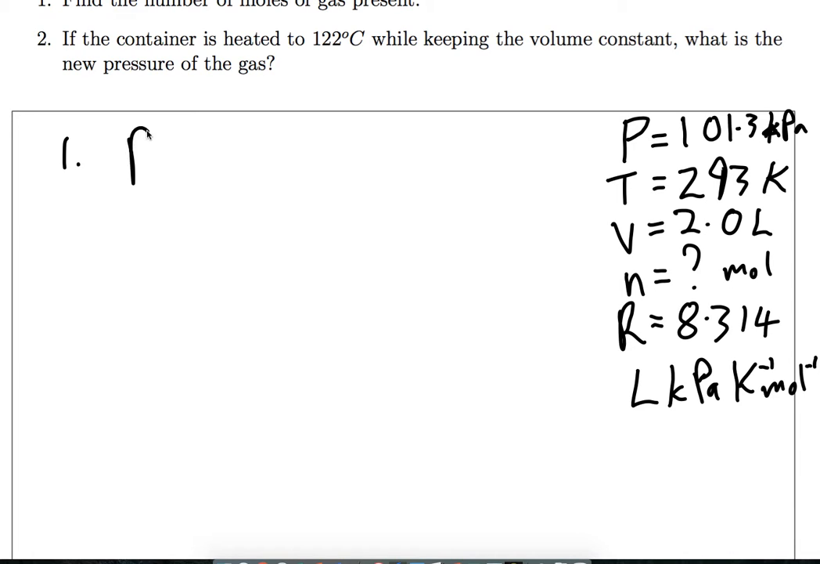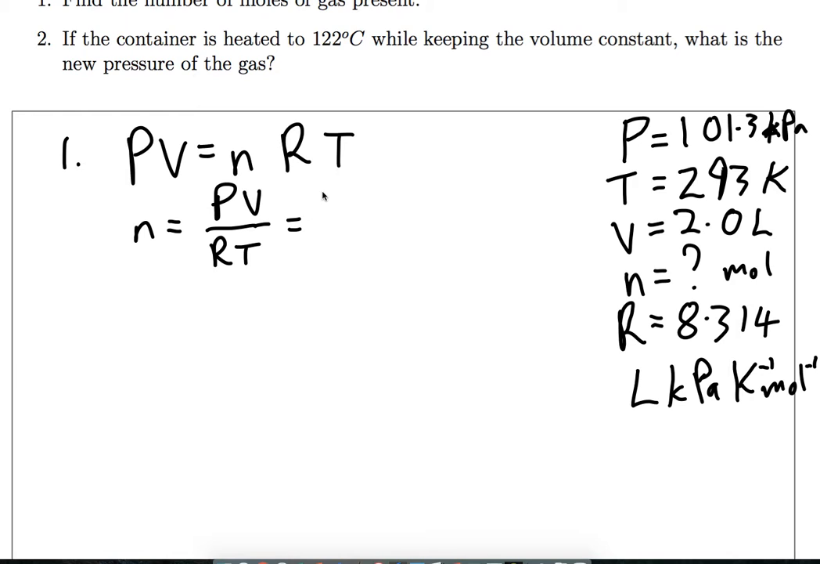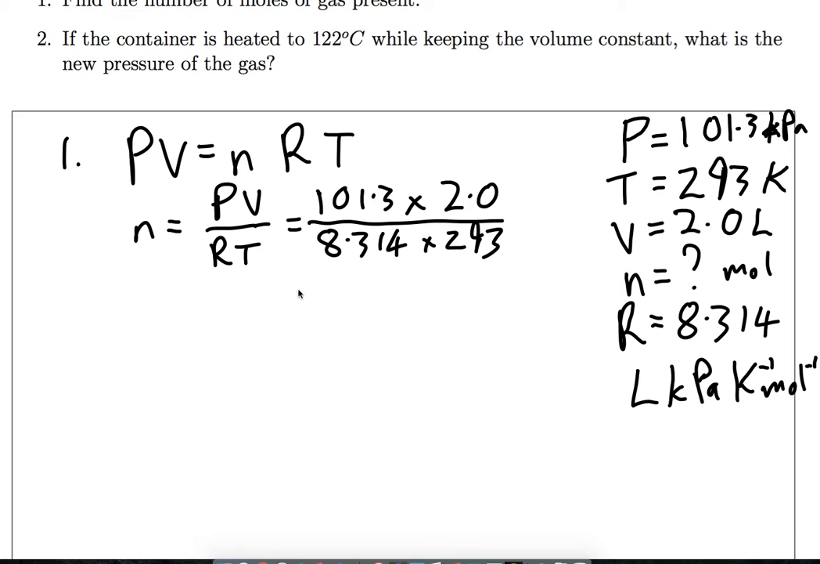All right, so I can use PV = nRT, the ideal gas law. I can rearrange it to make n the subject, so n = PV/RT, which equals 101.3 times 2 over 8.314 times 293, which means that overall I have 0.083 mole of gas present. So that's the number of moles of gas in my sample. Okay, so that was relatively straightforward.